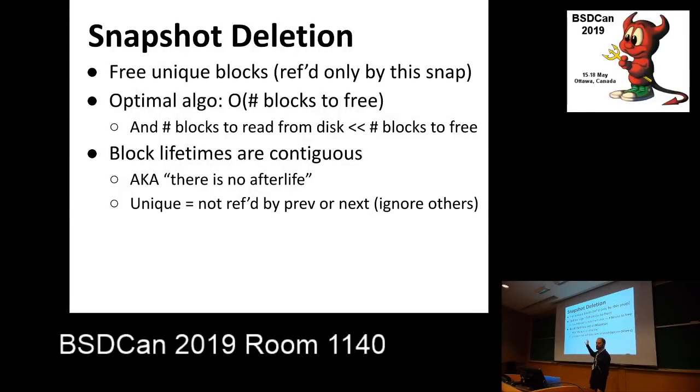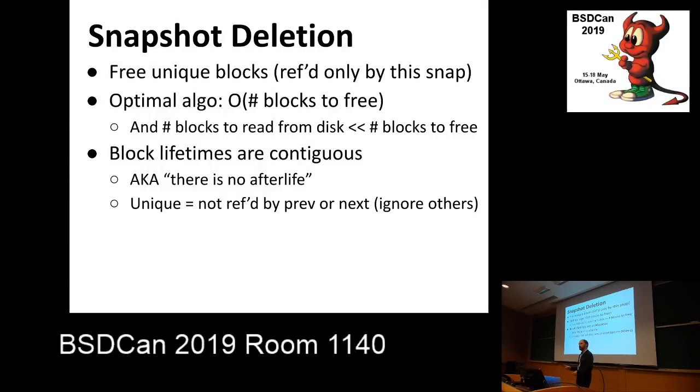So, as I mentioned, the goal of snapshot deletion, we want to find the unique blocks, the ones that are only referenced by this snapshot. And we'll look at a few different algorithms, keeping in mind what the goal is here. So the optimal algorithm would run in time proportional to the number of blocks that we need to free. In other words, if we're deleting a snapshot and it's going to recover us a terabyte of space, then it's okay that that takes longer than deleting a snapshot that's going to recover only a gigabyte of space. But if we're deleting two snapshots and they're both going to recover a terabyte of space, they should both take about the same amount of time to delete. And ideally, the number of blocks that we read from disk should be much, much less than the number of blocks that we need to free.